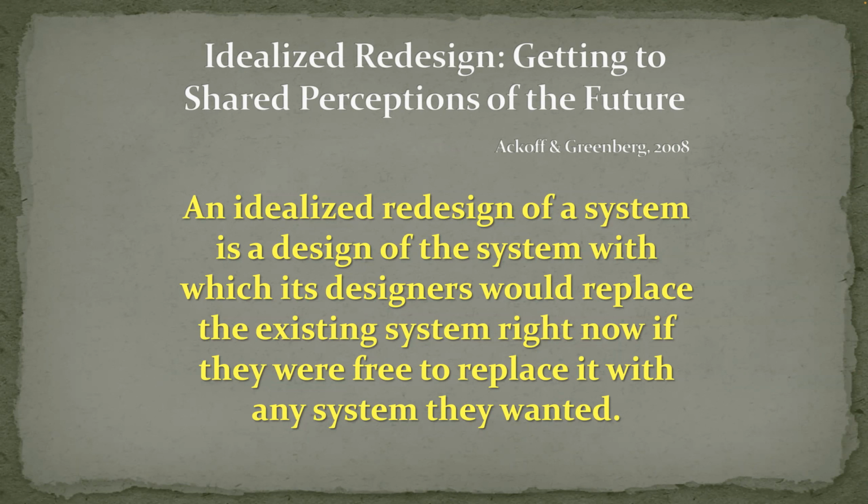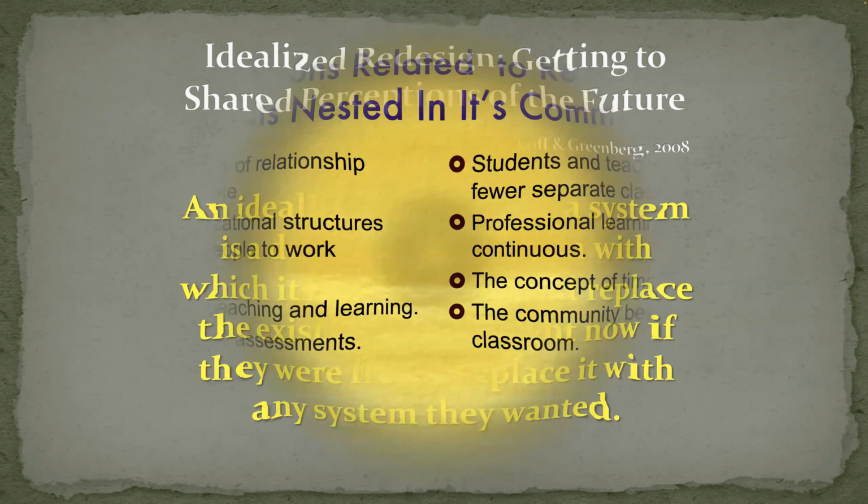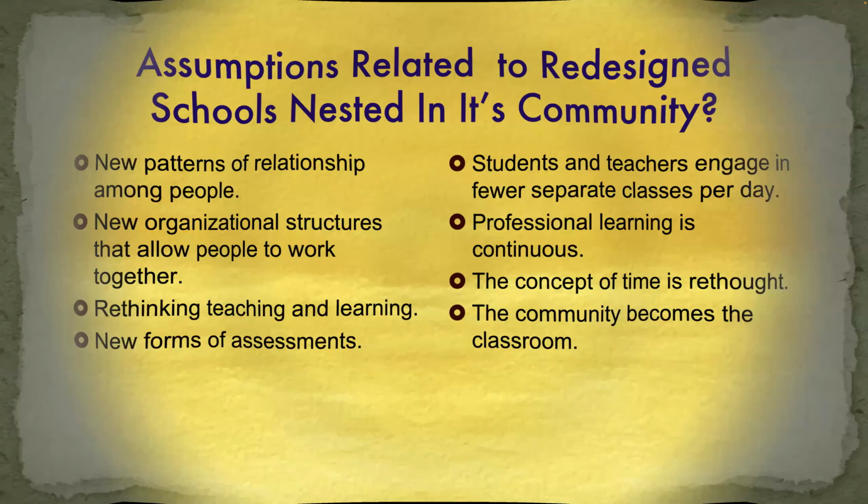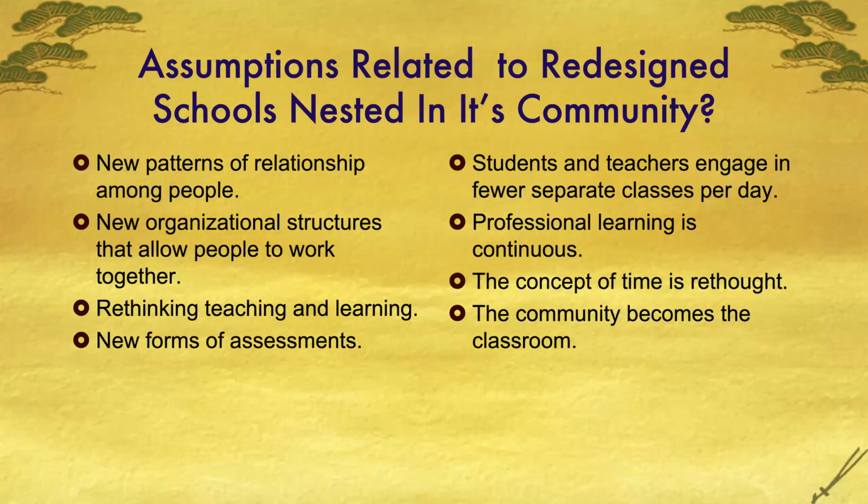But I think this is important for you to think about as you begin to look at the assumptions that I'm recommending you think about regarding redesigned schools, and I'm utilizing the word school right now, nested in its community. These are some of the assumptions that need to emerge. And number one, right off the bat, is that we need to understand new patterns of relationships among the people who are within the structure of the learning environment, but also its relationship to the community and how it interacts.